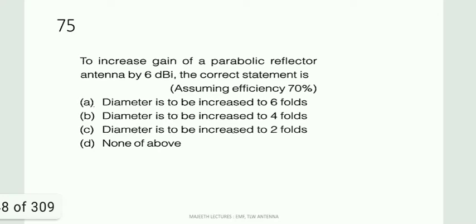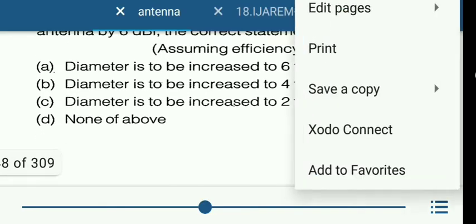Next one, to increase the gain of a parabolic reflector antenna by 6 dB, what is the correct statement? So we have to increase the gain of the parabolic reflector by 6 dB. So here also I have to add something. Please bear with me.